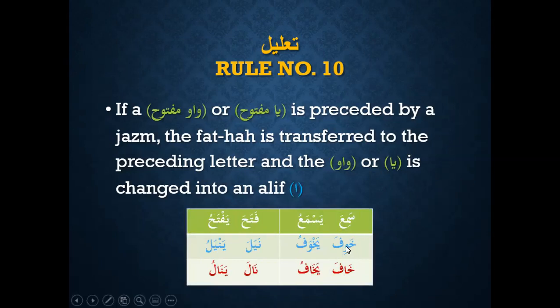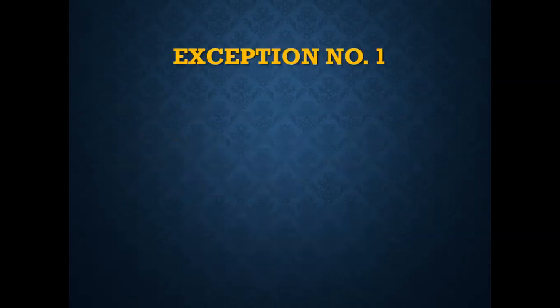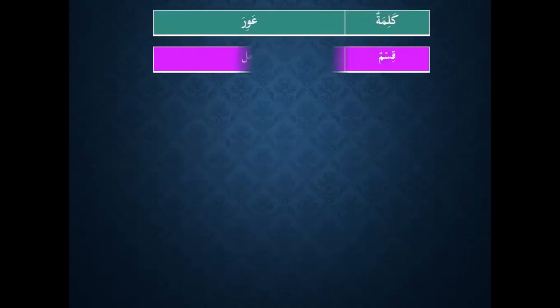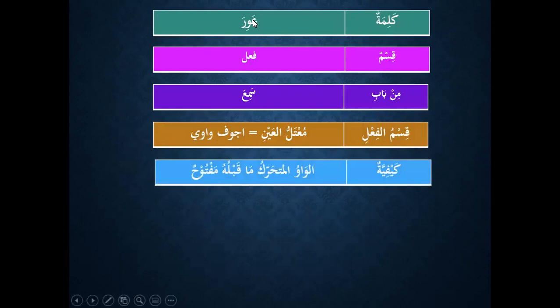Waw mutaharrik ma qabl maftu, easy, change it to alif like qawala, khawifa, khafa. But yakhwafu, it should be, if you swap over like yaqulu, yakhawfu. But what they say, waw was originally mutaharrik. So consider that mutaharrik and give a fatha to the preceding letter, which is kha in this case. So yakhawfu, but that waw originally was mutaharrik, to keep it as mutaharrik in your sense and change it into alif, yakhafu. Give it the higher status of alif, yakhafu. Yanalu.